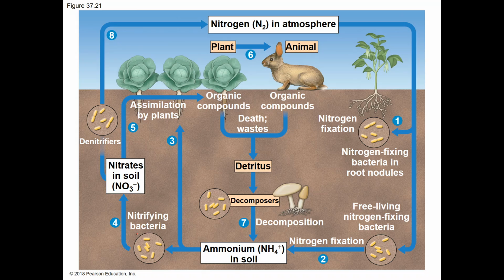So after the nitrogen's fixed, some of this ammonium in the soil is taken up and used by plants, and some of it goes into this next step, another bacterial interaction in which the resulting molecule is what we call nitrate, which is NO3.